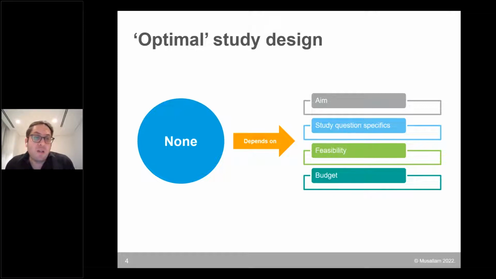So many factors come into play, and that's why we always say it's the study design that fits all of these things. It can fit the aim, it can answer the study question to a certain extent, it's feasible, and it's within the budget that you have available.